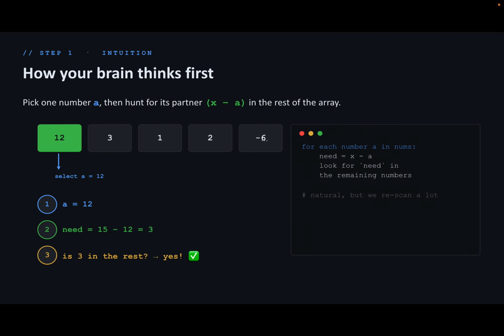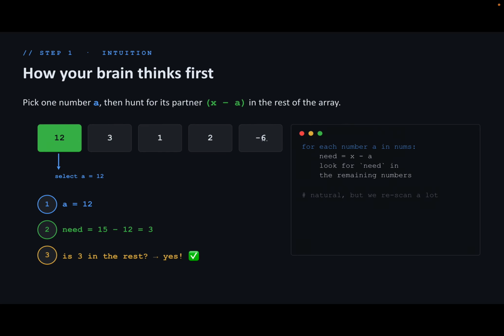So how would you actually do this in your head? You would just pick a number, say 12, and you go, okay, I need a 3 to hit 15. Then you go hunting for the 3, and you find it easily. But notice what you just did: to find that next number, that partner, you have to scan the whole array, and you would do that scan for every number. That's the part that's going to hurt.